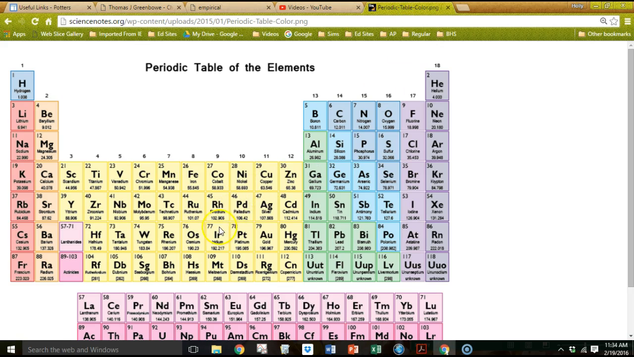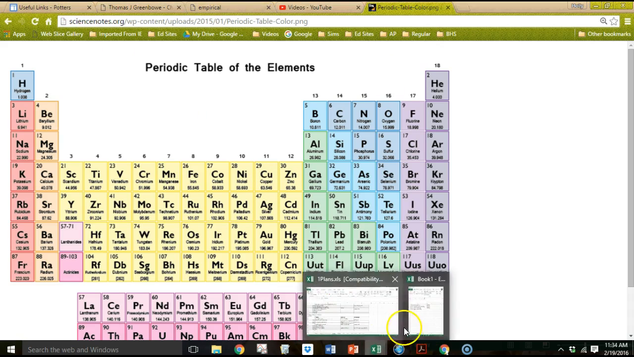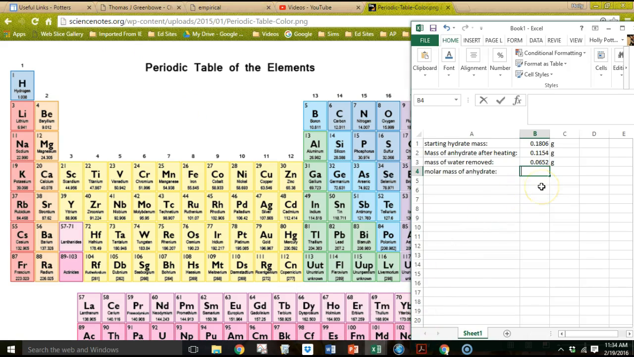And there's my periodic table. So copper, again, we want to keep at least as many digits as the numbers we're working with. So I'm just going to take this whole number off the table here, 63.546, plus sulfur, which is right here, 32.066, plus we have oxygen, which is 15.999, and there's 4 of them, so I'm going to factor that in. So there's my molar mass of the anhydrate.